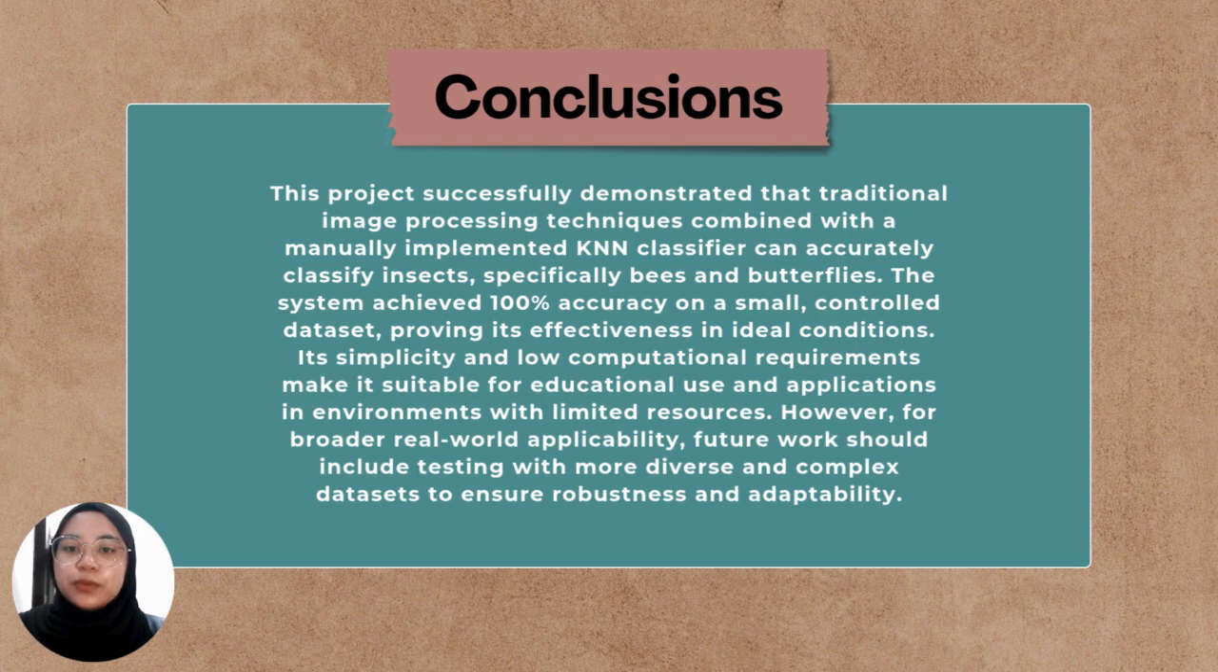To conclude, this project successfully demonstrated that traditional image processing techniques combined with a manually implemented k-nearest neighbors classifier can effectively classify insect images, especially distinguishing between bees and butterflies. The system achieved a 100% accuracy rate on a small, well-controlled dataset, highlighting its effectiveness under ideal conditions. Its simplicity and low computational demand make it highly suitable for educational purposes and application in low-resource environments.